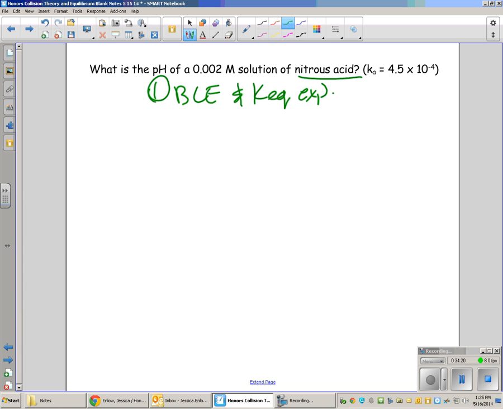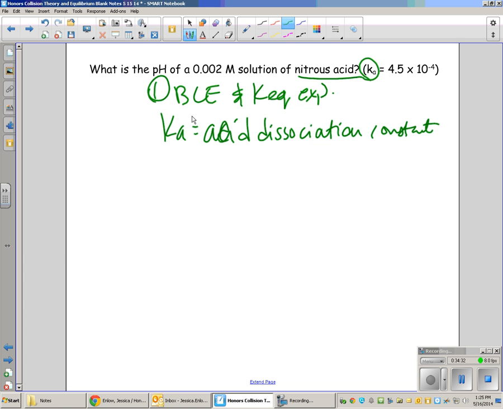We have nitrous acid, and it says Ka. Remember that Ka means acid dissociation constant. What does it mean to dissociate? To move away, to break apart. Like, if I didn't like Brendan, I would like to dissociate from him and just not associate with him. I would not be his friend anymore. So dissociate means to break apart. That's all it means.